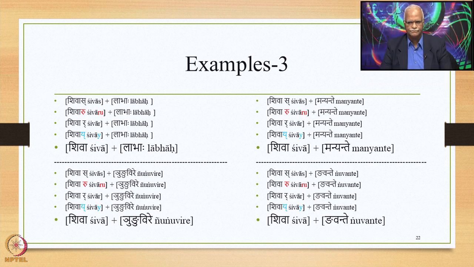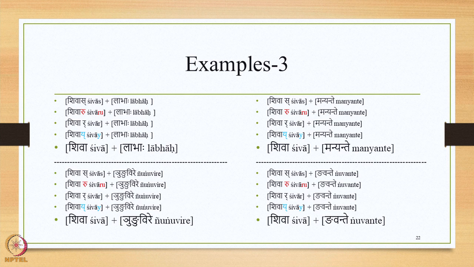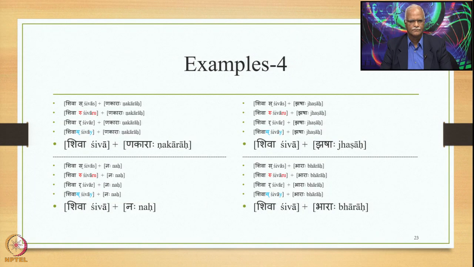Then Shiva plus Manyante. The input is Shivas plus Manyante, and the final output generated is Shiva Manyante, following the same procedure. Similarly, we have Shivas plus Ngavante as input. We apply the same procedure and derive the output in the form of Shiva plus Ngavante. Then we have Shivas plus Nakaraha, and the output generated following the same procedure is Shiva plus Nakaraha. Then we have Shivas plus Naha as the input, and the output generated is Shiva plus Naha, following the same procedure where same sutras apply.